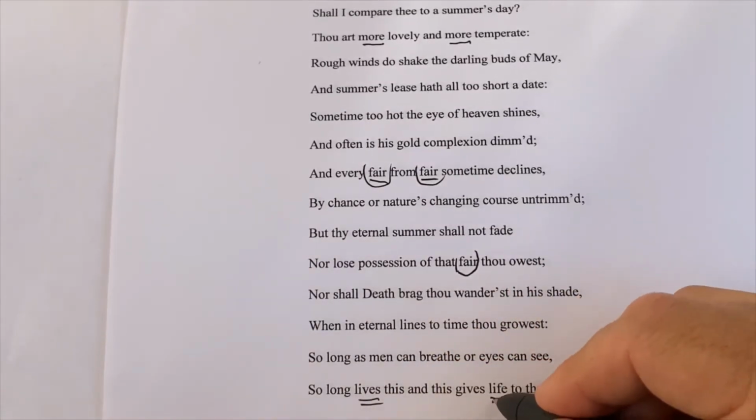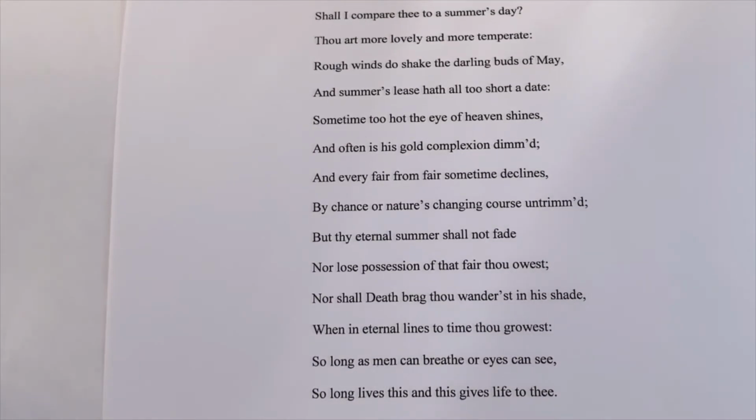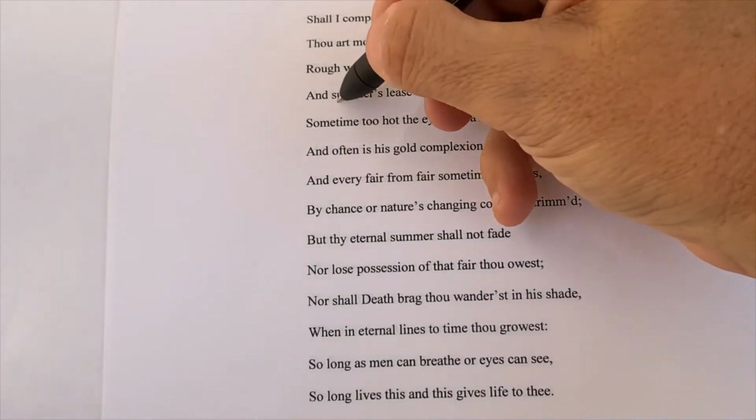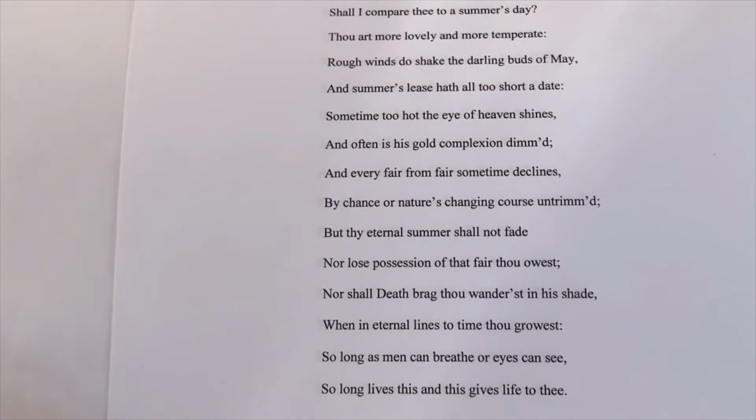Let's find another example where ploke becomes complicated. Lives and life, and that repetition of the root of the word is what we call polyptoton. We see another example of polyptoton with traductio. Summers, summers, and then we have summer.